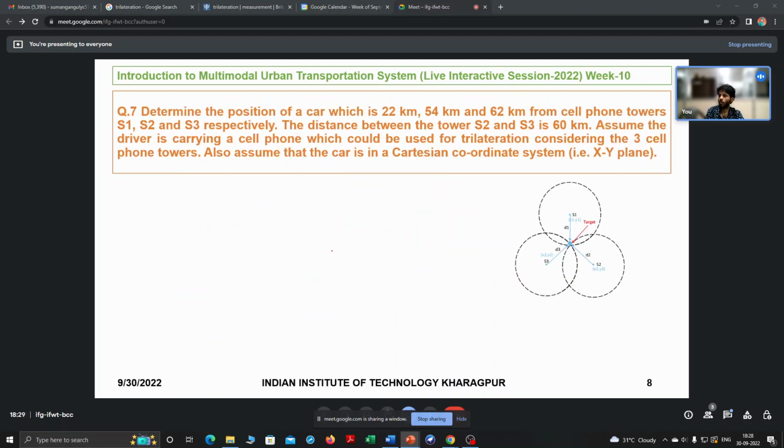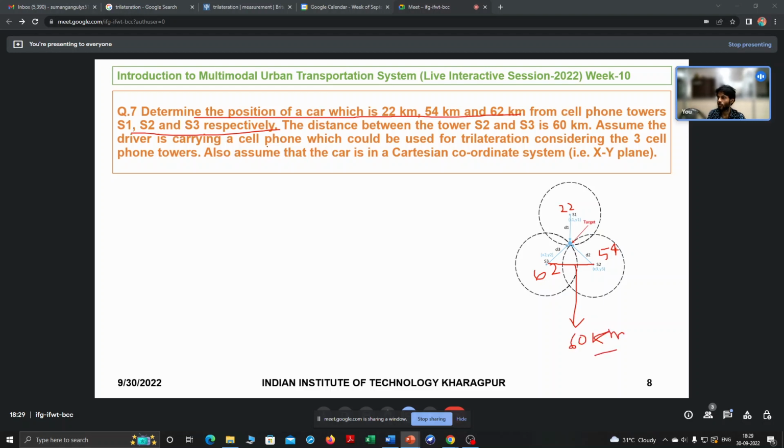Now let me go to this numerical. It says: determine the position of a car which is 22, 54 and 62 kilometers from the cell phone towers S1, S2 and S3. So this is S1, this is S2 and this is S3. S1 is 22, so this distance is 22, S2 is 54, so this distance is 54, and this is 62. The distance between tower S2 and S3 is given as 60.